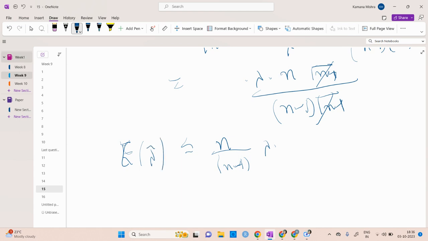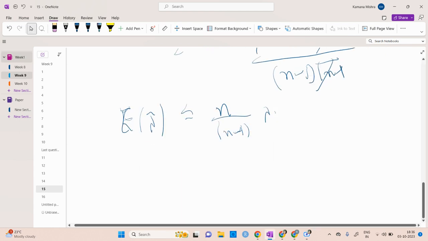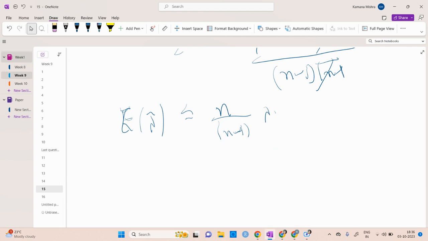Now, as this is nothing but a number, for any value of n, what we can write is that the expectation of n minus 1 upon n lambda cap is lambda. So this is basically the unbiased estimator. Lambda cap itself is not an unbiased estimator, but we have found something in terms of it. It is sometimes very difficult to find the unbiased estimator on your own.